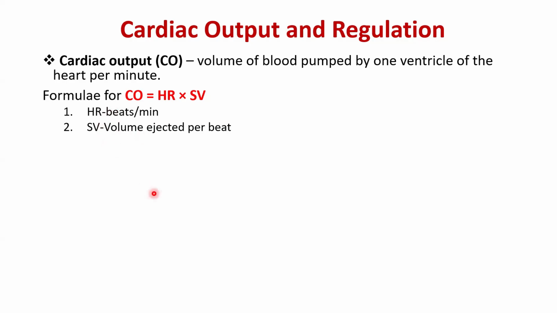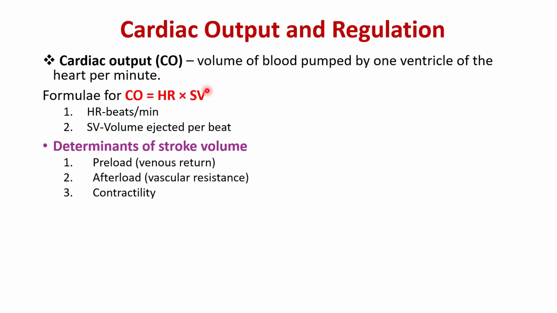Stroke means the blood that is being pumped out during systole. So volume ejected per beat. Per beat, that means within one minute, and then you multiply. So cardiac output would be heart rate times stroke volume. What will now be determining the stroke volume? Stroke volume: one, preload; two, afterload; three, contractility.